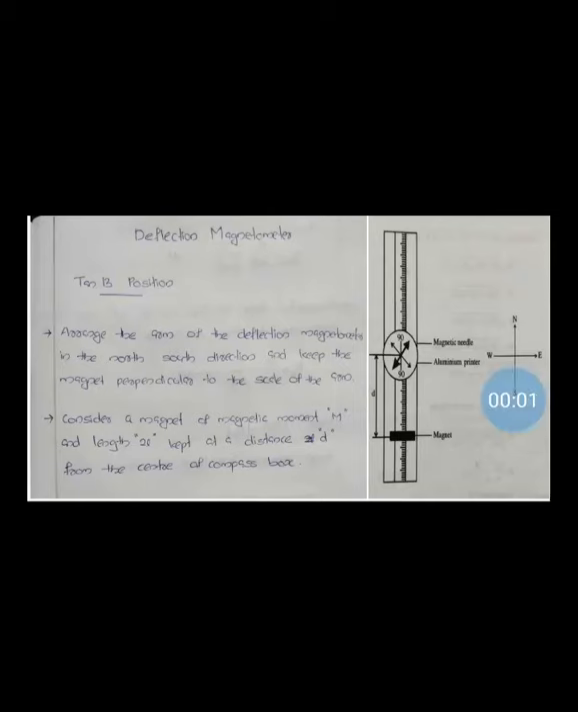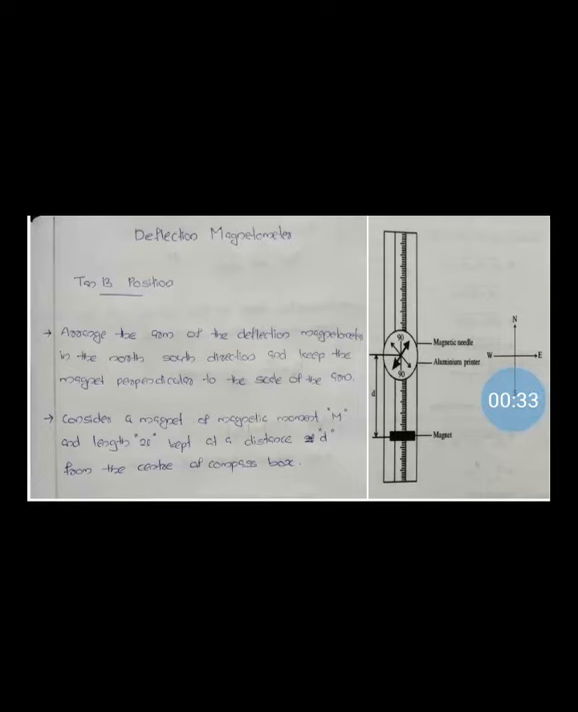Today we are discussing the deflection magnetometer. We know the deflection magnetometer is a device used to measure the magnetic moment of a magnet. The deflection magnetometer consists of a large compass box placed at the center of a wooden bar 1 meter long. Here we calculate the magnetic moment of a magnet in the tan B position.